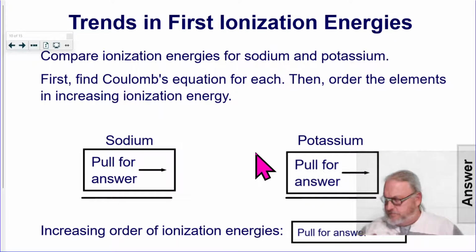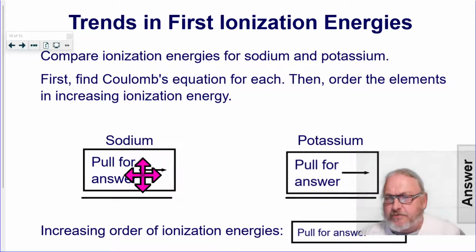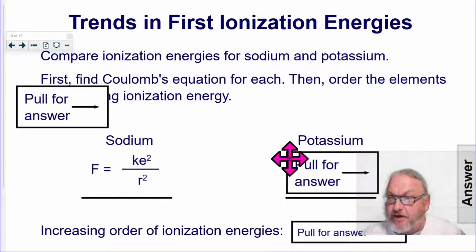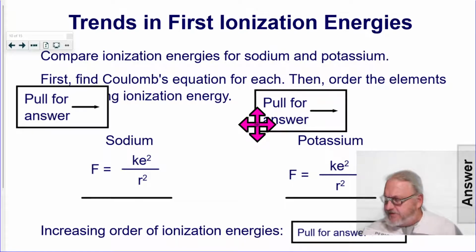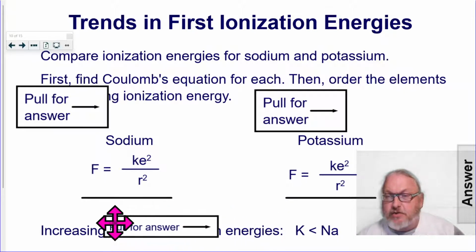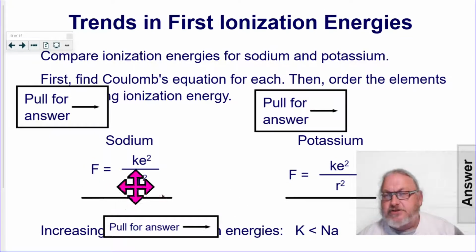Now, let's see some of these trends. Let's look at sodium and potassium. They're both in group 1, and sodium is a little higher than potassium. So let's find the Coulomb's equations for each. They're both in that first group, so it's going to be k squared over r squared for each. But as the distance of those valence electrons grows, what happens to the bottom, the r squared? It's going to increase, getting further away from the positive nucleus, which means it's going to require less energy. So potassium will have less ionization energy. It's easier to lose that electron than sodium.